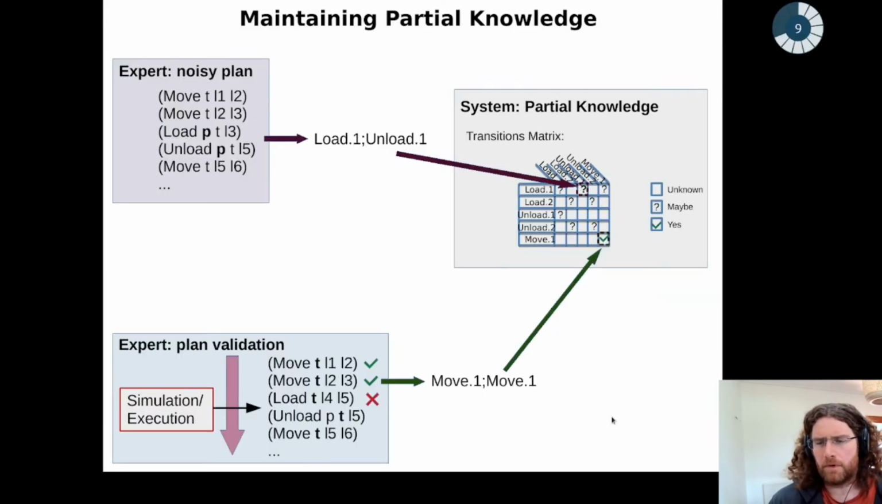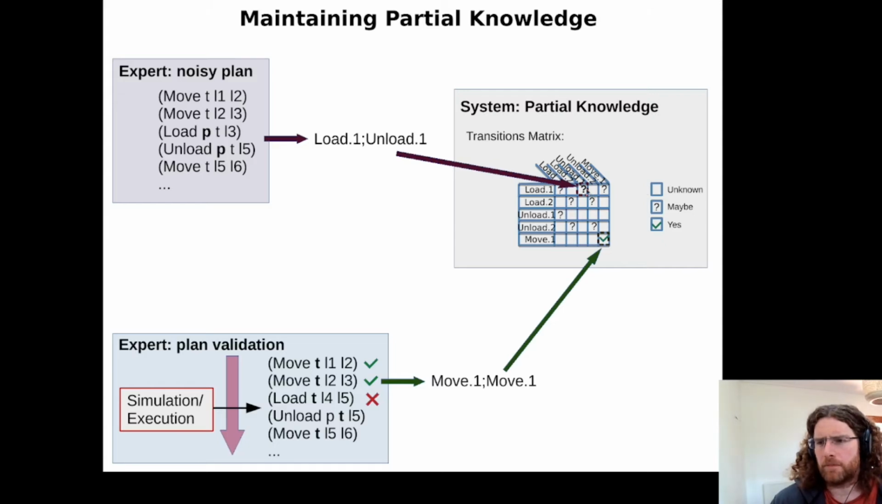Okay. So in terms of the partial knowledge, we're going to use the Locum structures to maintain partial knowledge. In this case, we have our transition matrix. I'm not going to talk about the state parameters here. And we've got these 3 values that each pair can have: either unknown, maybe, or yes. And the idea is that if the expert's noisy plan has the transition pair, then we can label that as a maybe, right? Because we've seen it in a plan, but it might not be actually true.